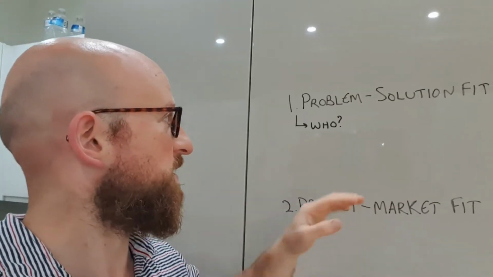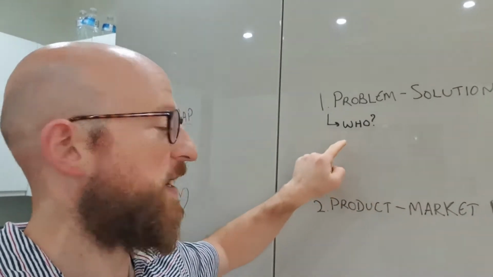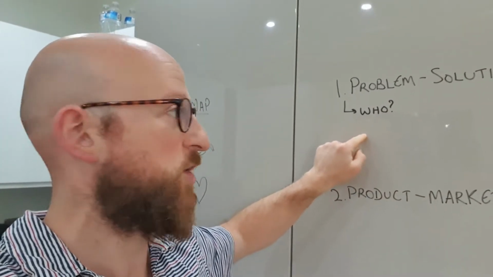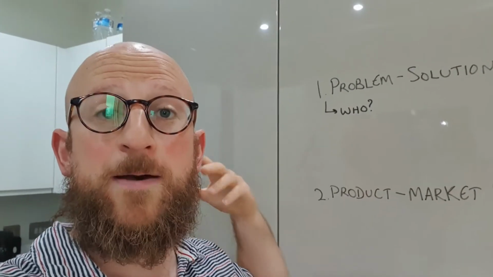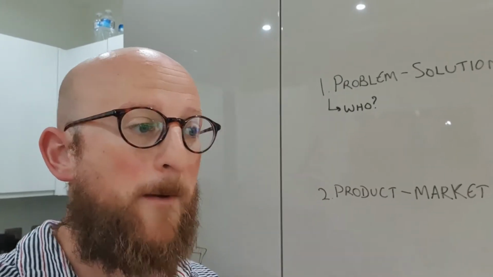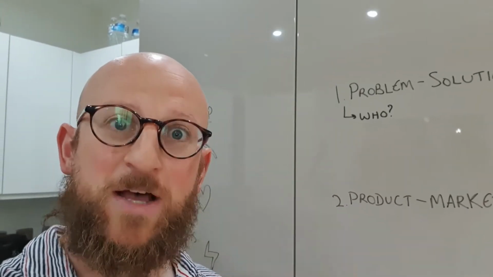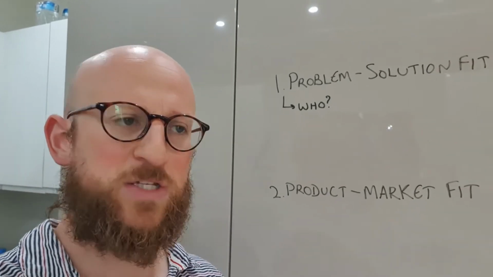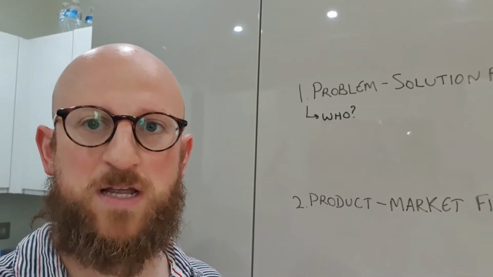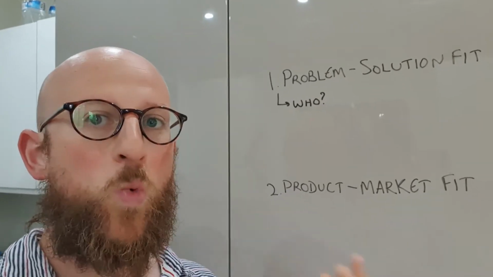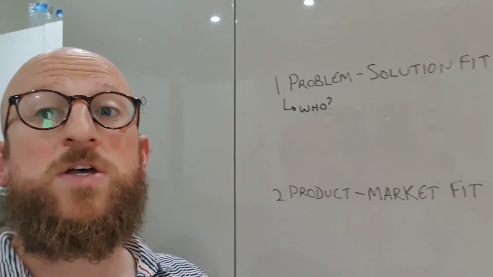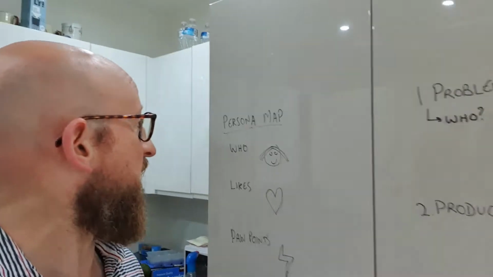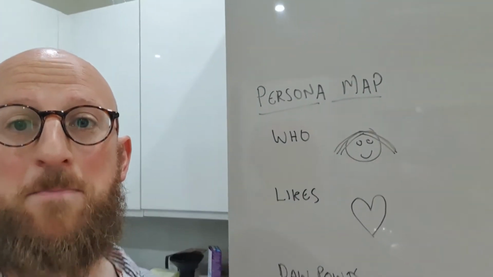So in order to understand problem-solution fit, you first have to work out whose problem you are trying to solve. So if you're trying to make a business, like you're trying to sell something to business people to help make their work easier, it's a good idea to get a sense of who are the people in the business I'm trying to sell to and what characteristics do they have and what are they like. So the tool that we use for this is a persona map.